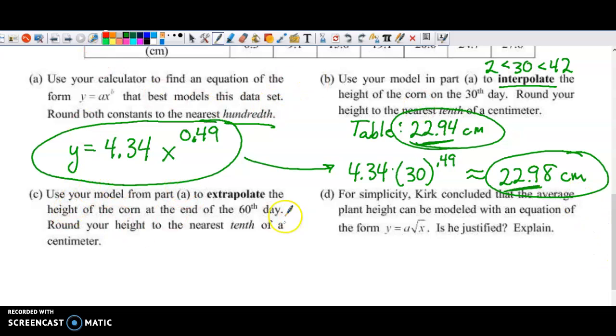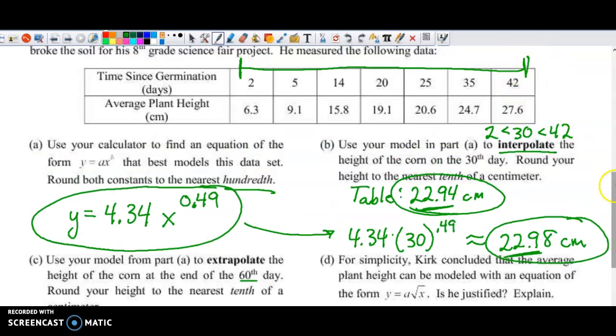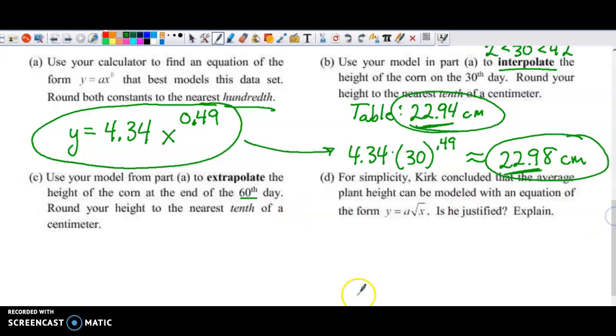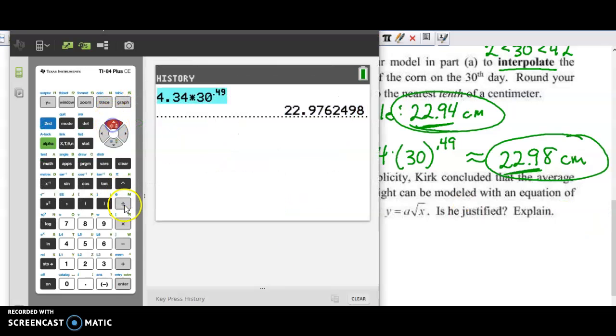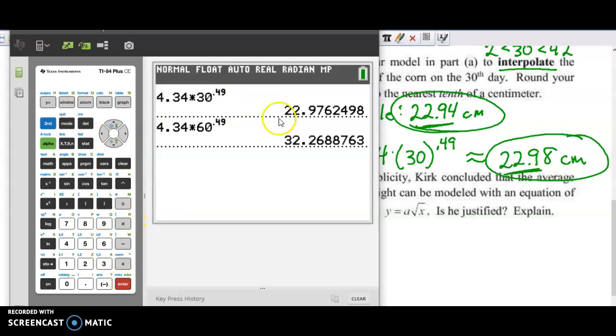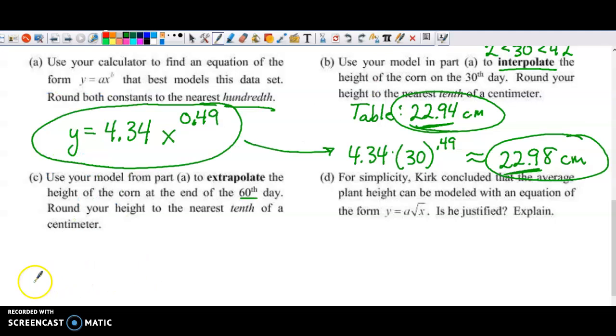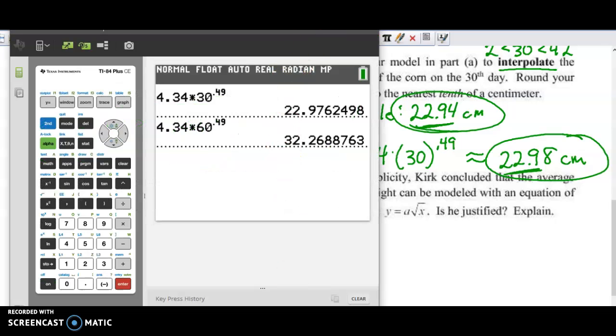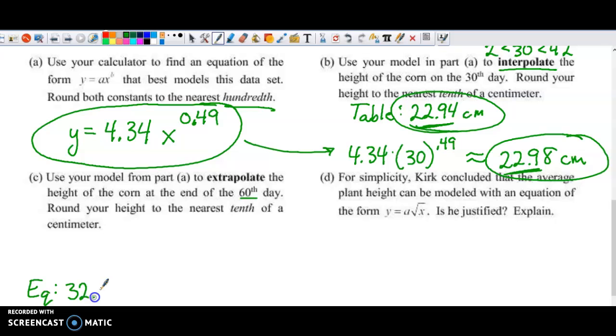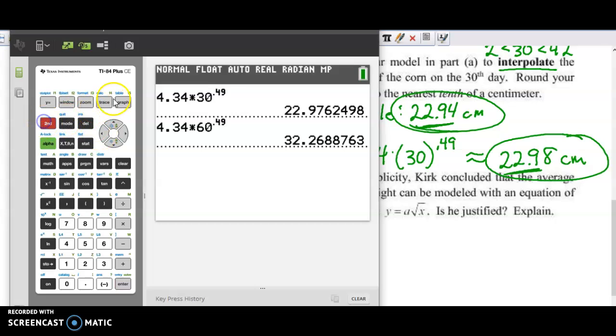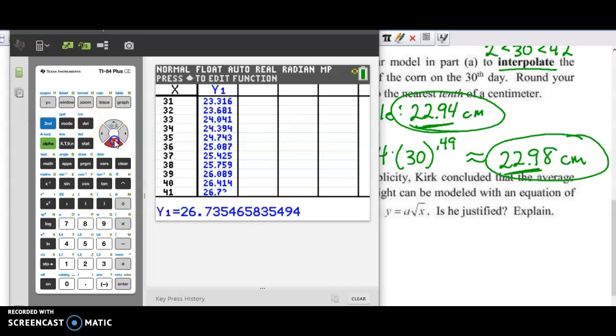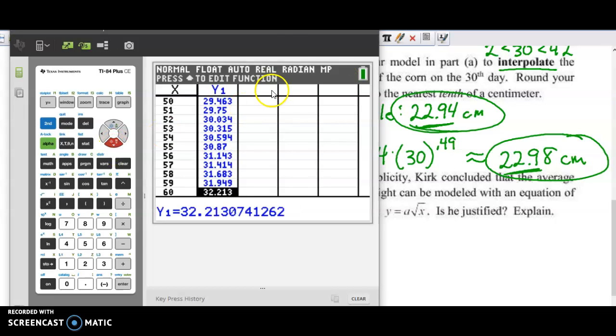So as I go on to the next one, extrapolation. You see how 60 is larger than 42? So that's what we call extrapolation, when you go beyond. So if I were using my equation, you would type in 60 instead of 30. So 32.3 if I round. So let me write EQ for the equation. 32.3. But if I went to the table and scrolled down, 32.2.